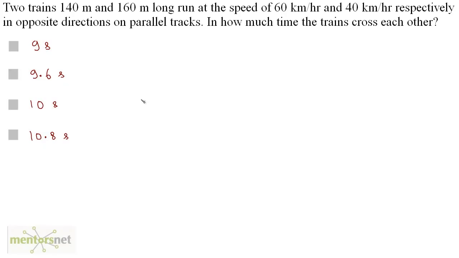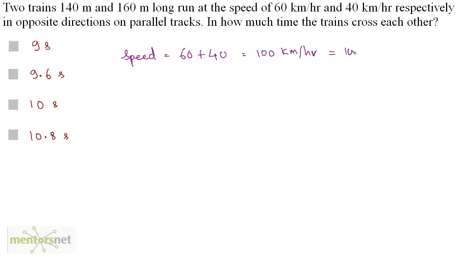Two trains 140 meters and 160 meters long run at a speed of 60 kilometers per hour and 40 kilometers per hour respectively in opposite directions on parallel tracks. In how much time do the trains cross each other? Well, this is a pretty straightforward question. The two trains are traveling in opposite directions, which means that their relative velocity will be the addition of their speeds. So relative speed here is equal to 60 kilometers per hour plus 40 kilometers per hour, and that's 100 kilometers per hour.